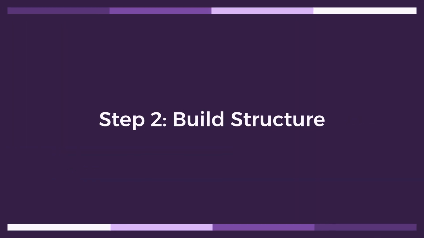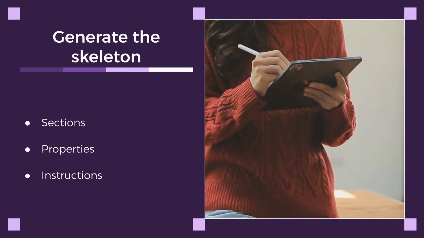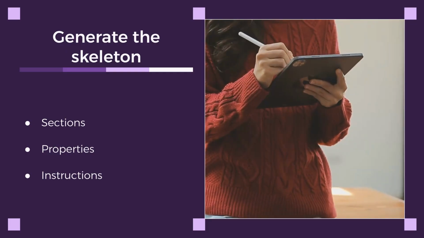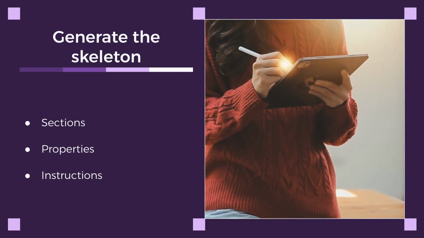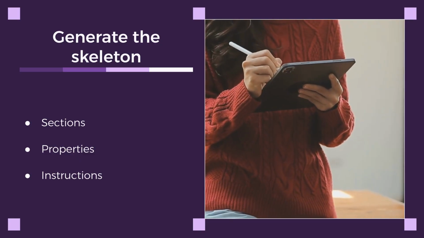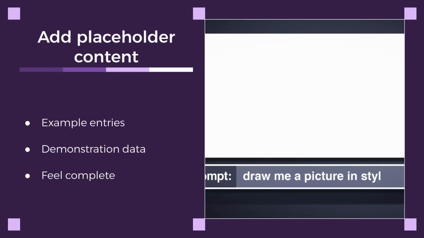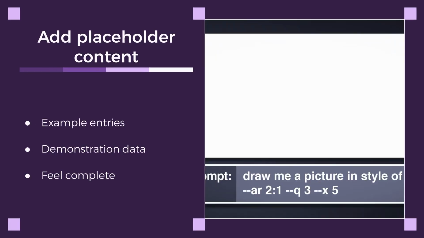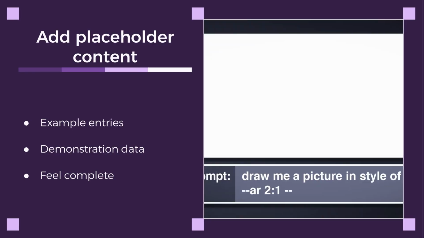Now for step 2, having AI build the structure for you. Ask ChatGPT to create the full structure for a Notion template called Your Idea. Includes sections, subsections, properties, tags, formulas, and usage instructions. You'll get the entire skeleton in seconds. This is the magic. Ask AI to generate placeholder content and example data. This makes your template feel complete, not empty, and that's what people pay for.